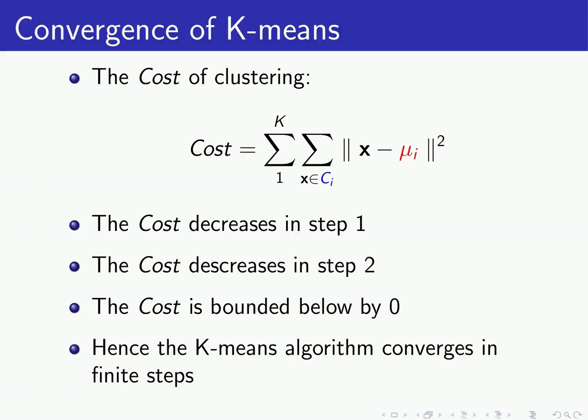In discussing the convergence of k-means, we focus on the cost of clustering, which is calculated as the sum of squared distances between data points and their respective centroids. This cost decreases with each iteration, as observed in steps 1 and 2. Since the cost is always non-negative, it is bounded below by 0. Consequently, the iterative process of k-means ensures that the cost continually reduces until it can no longer decrease, leading to convergence in a finite number of steps. This guarantees that the algorithm will find a stable clustering solution efficiently.